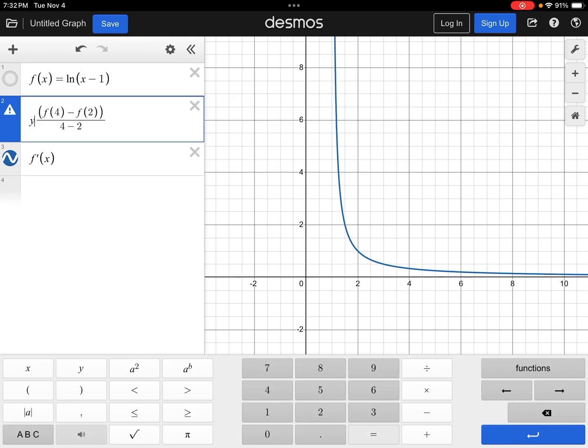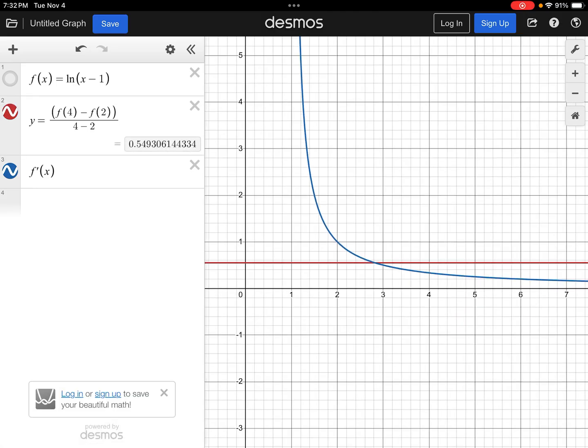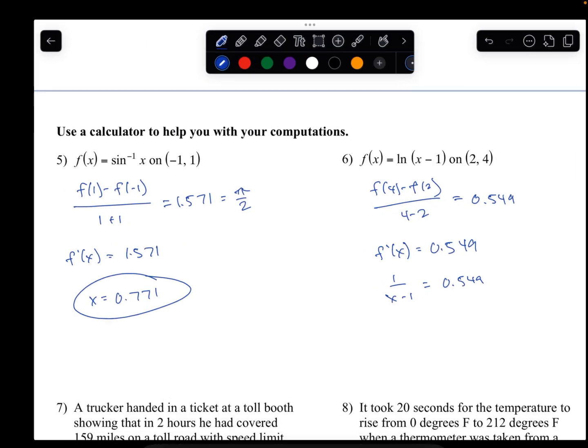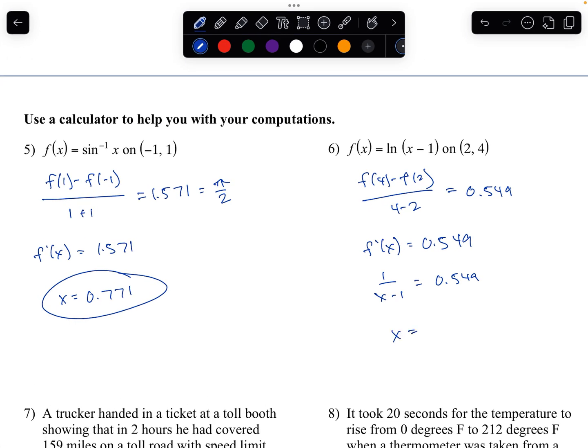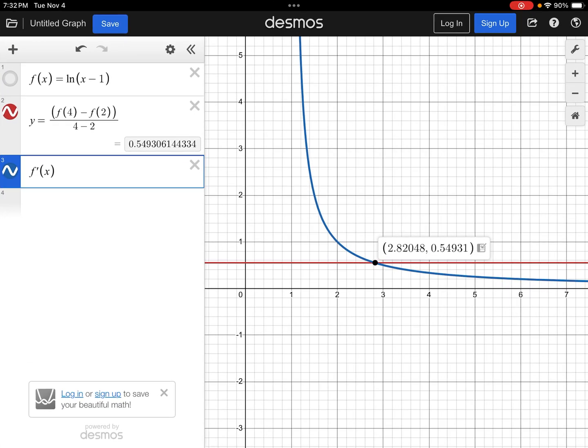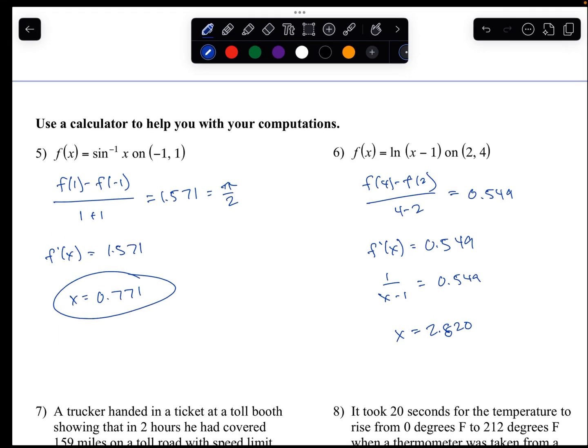I'm just going to say when y equals that. So when x is equal to 2.820, that's when the instantaneous rate of change will equal the average rate of change. I think I did all that right, so yeah, pretty cool.